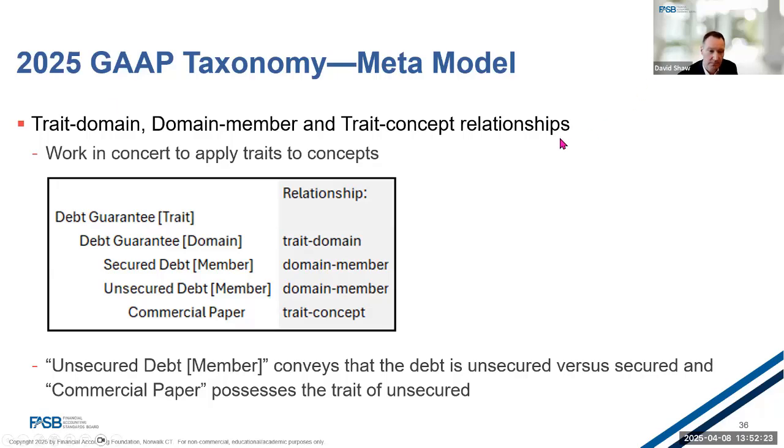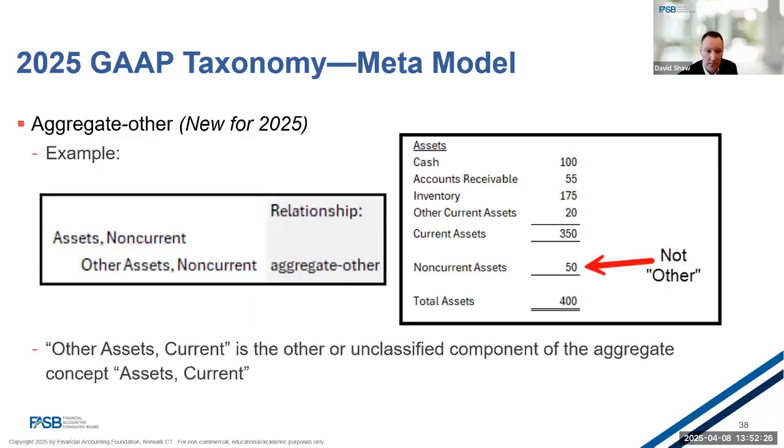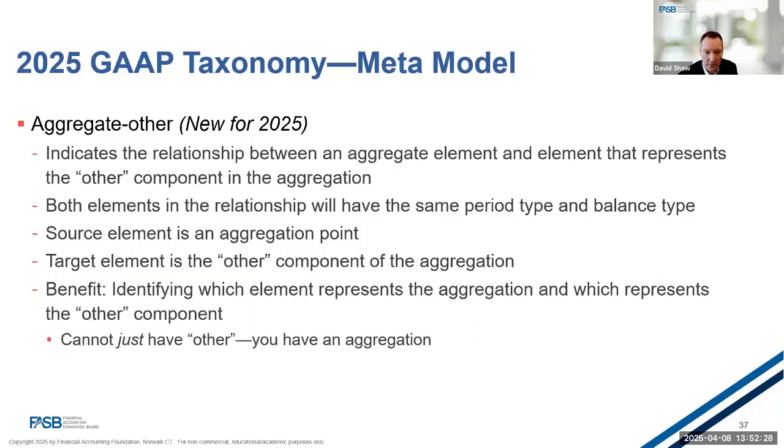Next slide, please. Oh, back one, please. Thank you. So new for 2025 is the aggregate other relationship. Because it's new, I would like to walk through it today. This relationship is between an aggregate element and the element that represents the other component in the aggregation. Both elements in this relationship will have the same period type and balance type.